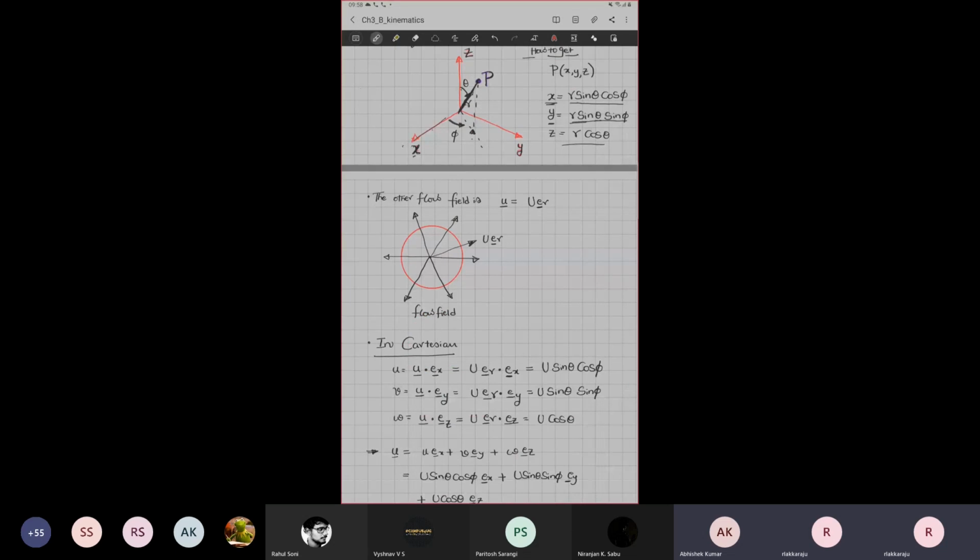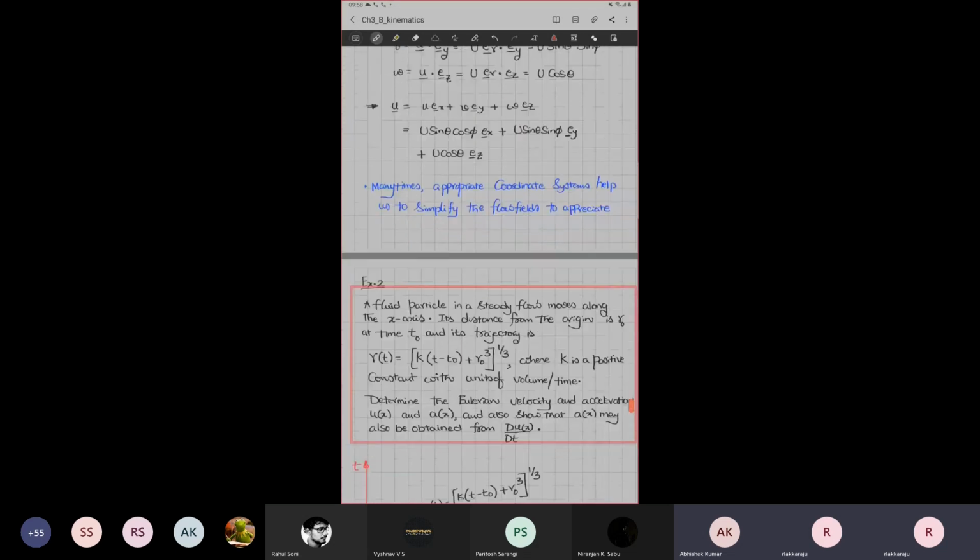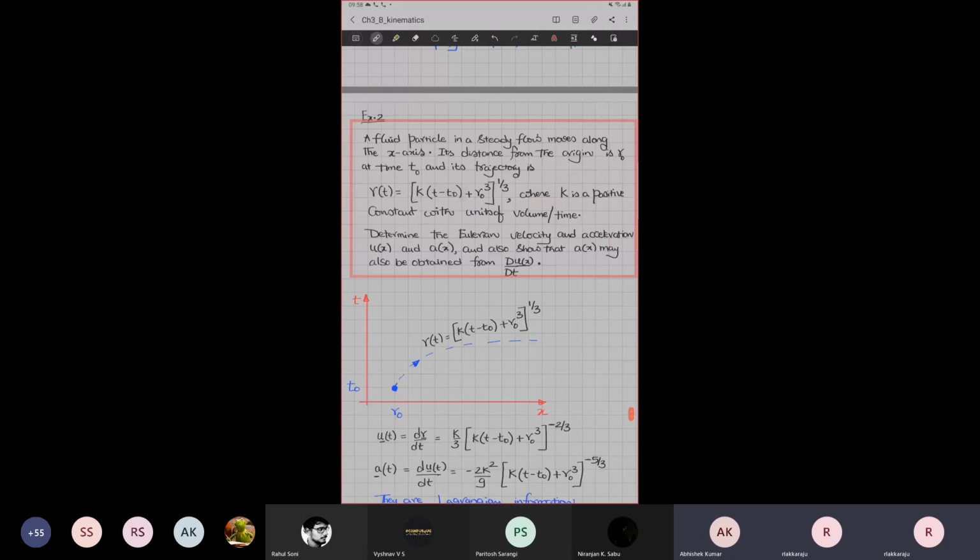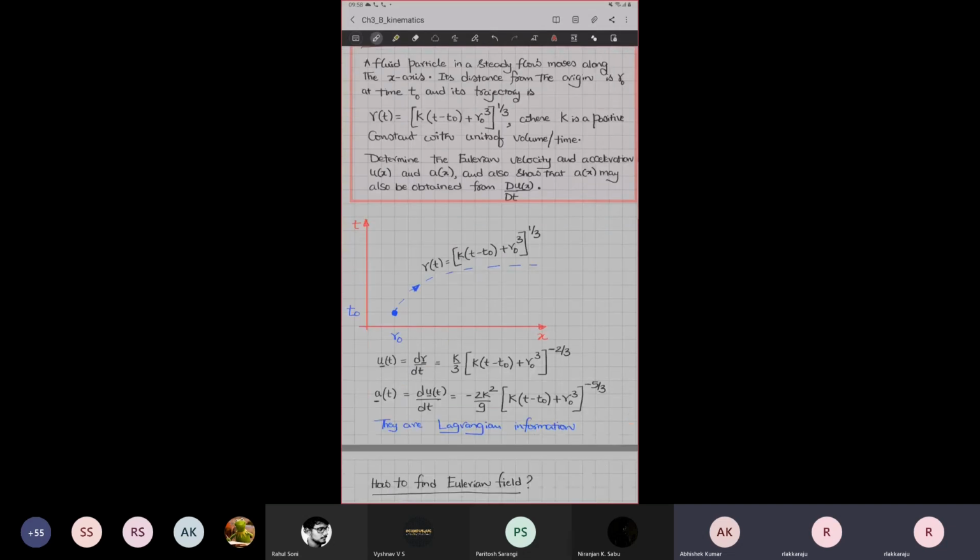Anyway, we'll come back in tomorrow's class to see more details about that math. Try to look at that information, write these kinematics and so on.